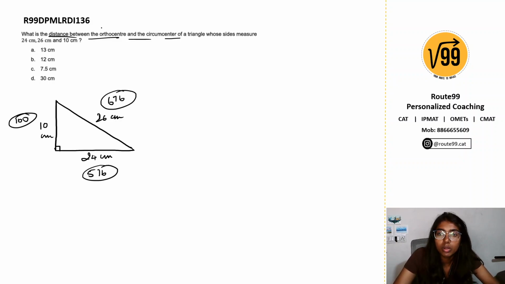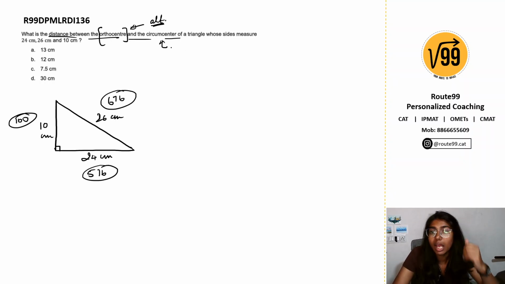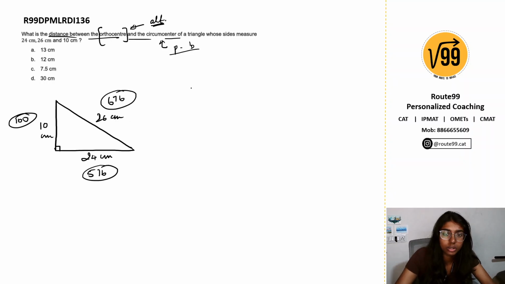Now if we talk about orthocenter, what is an orthocenter? Orthocenter is the point of intersection of altitudes, right? And circumcenter is the point of intersection of the angle bisectors. Or perpendicular bisector? It's perpendicular bisector, right? Perpendicular bisector का point of intersection होता है. Okay.